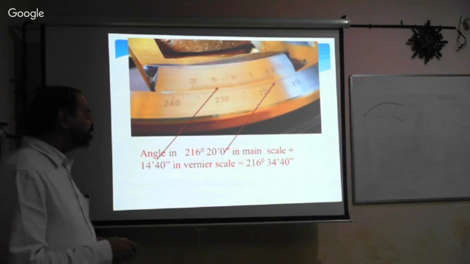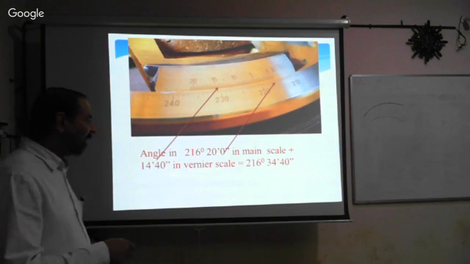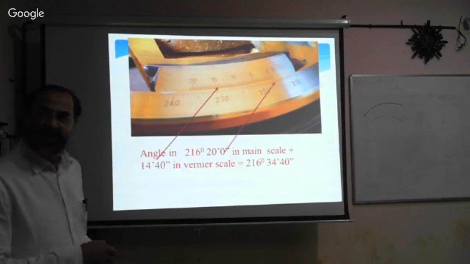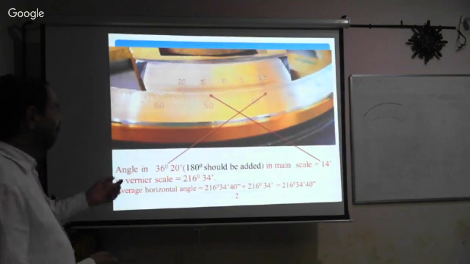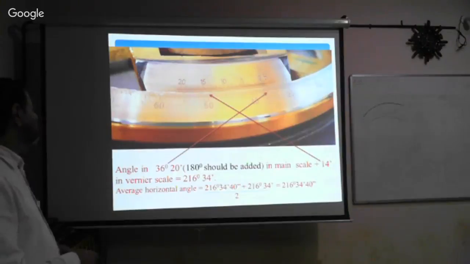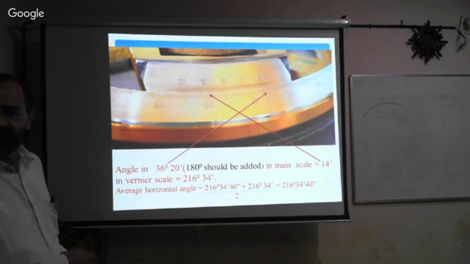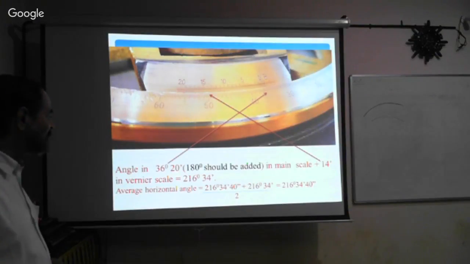Minus 180 gives how much? It is 36 degrees, 34 minutes, 40 seconds. Therefore, on the other side, the reading is 36 degrees, okay? So the average of these two readings is taken.